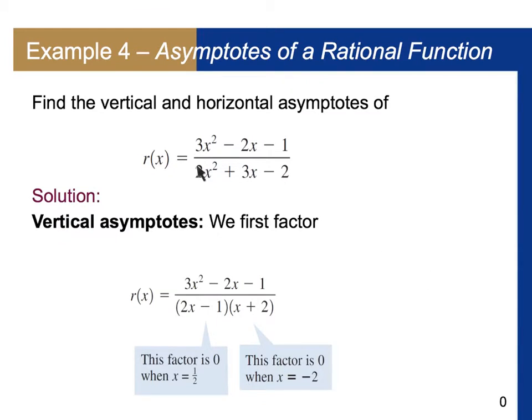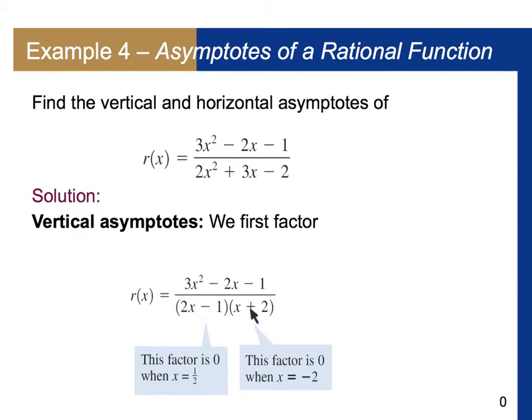Okay, so let's look at an example here. Let's say we're trying to find the vertical and horizontal asymptotes of this rational function: 3x squared minus 2x minus 1 over 2x squared plus 3x minus 2. First thing we do is factor. We factor the denominator, and we see this thing is 0 when x is 1/2, and this is 0 when x is minus 2. So those are our vertical asymptotes, where it's undefined.